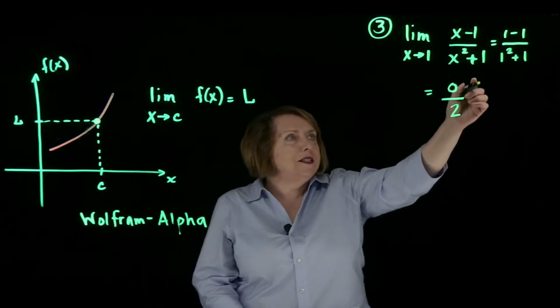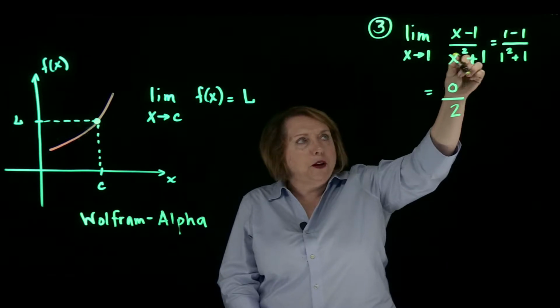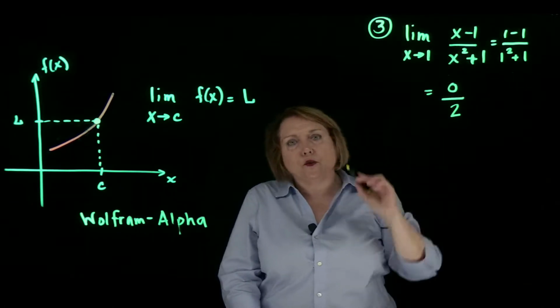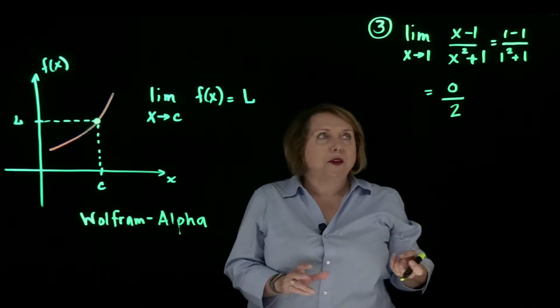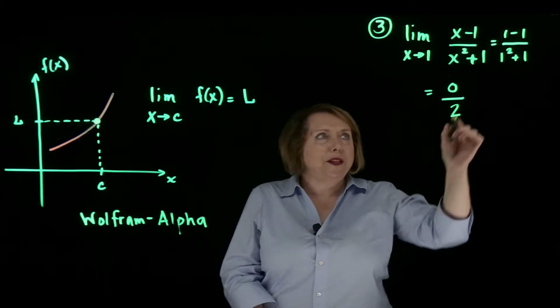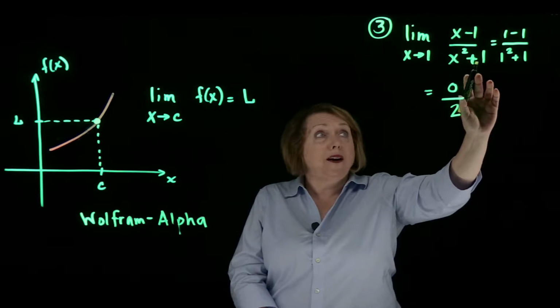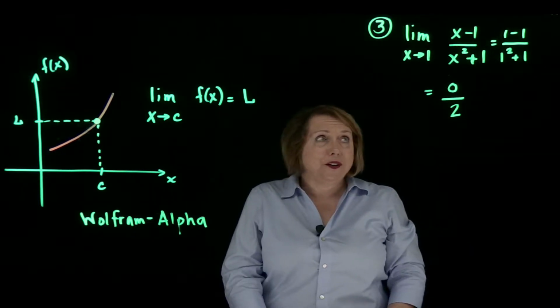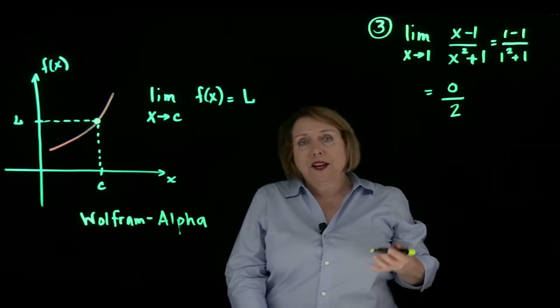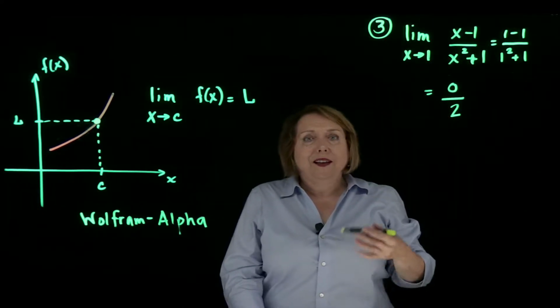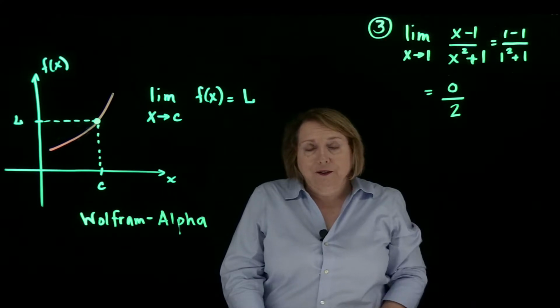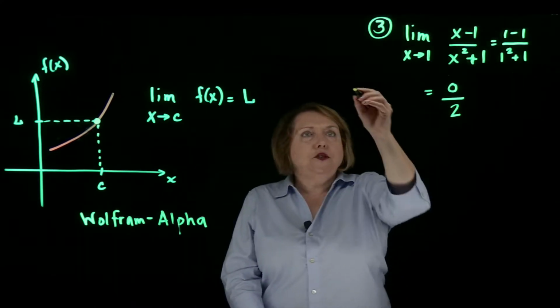Please note that it's not possible to factor x squared plus 1. There's no way to get two binomials that when you multiply them together, that middle term is gone and you get a positive 1 here. It doesn't work. So that's why this is our only possibility, just replacing our x value with the number that x is approaching. 0 divided by 2.